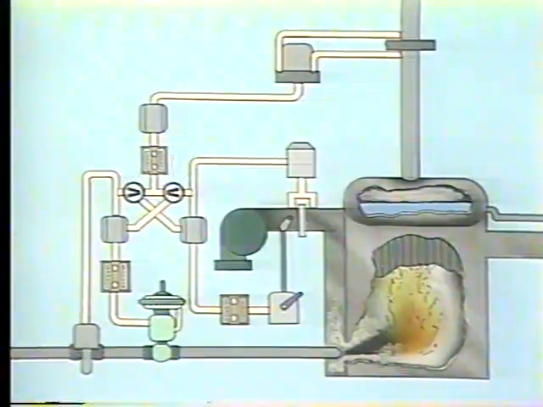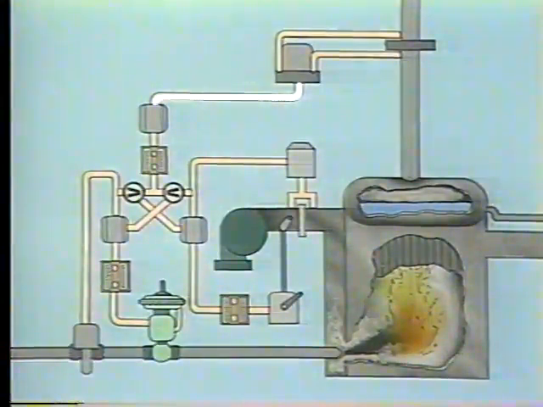When the demand for steam increases, the steam flow transmitter senses the increase and produces an output that represents the increase. This signal goes to the master controller, causing the controller to produce an increasing output.